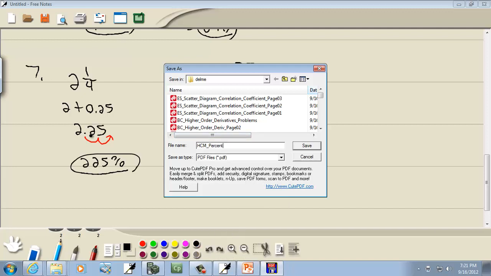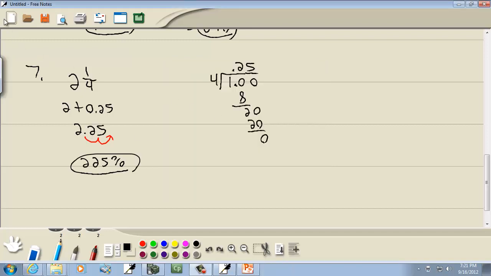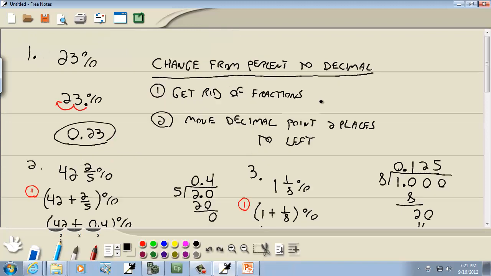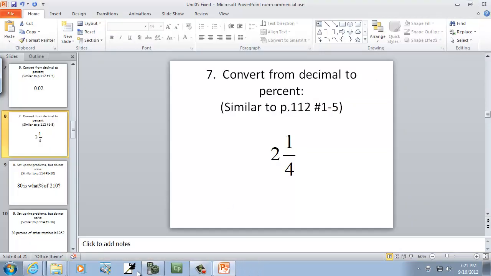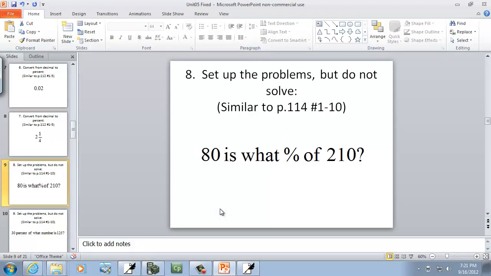And this is percents, page 01. And bring up a new tablet. There we go. Okay, let's look at the next problem.